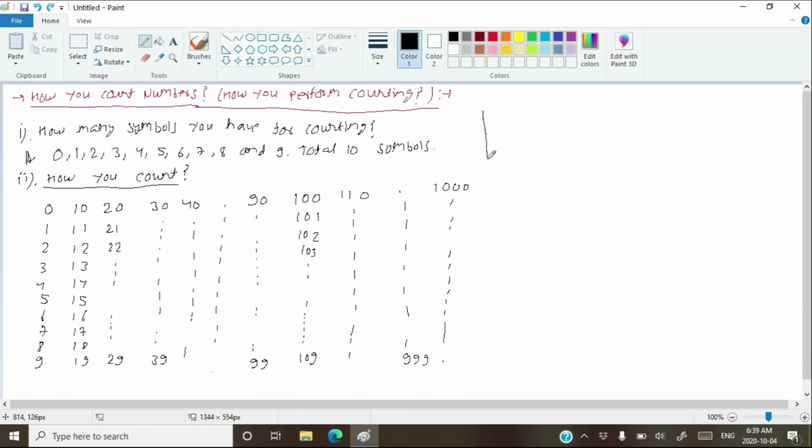Now, coming to the other side of the discussion, a few number systems exist in the world. What is the number system? I will tell you. But we have a few digital number systems. I will give you the proper definition. We have multiple digital number systems. The first type of digital number system is the decimal number system.